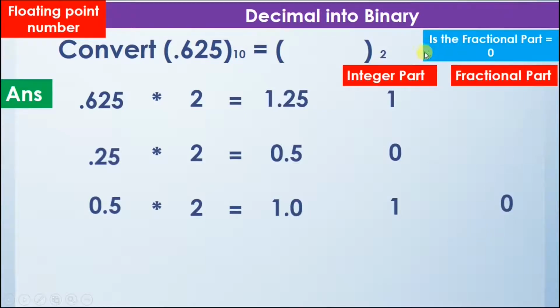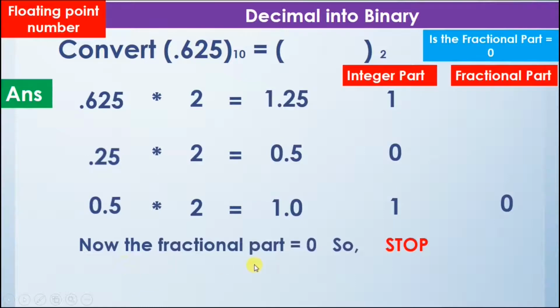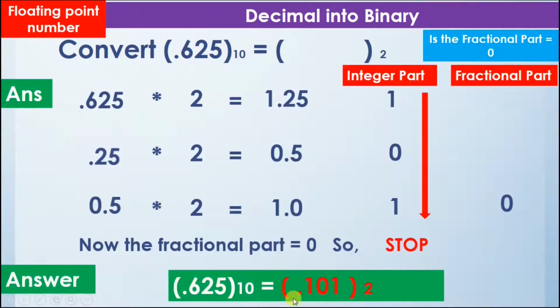So again we will check if the fractional part is equal to 0. Yes, the fractional part is equal to 0. So now when the fractional part is equal to 0, we will stop the procedure and we will calculate the answer by going from top to bottom of the integer part. Understand? So in this way we will do it. And we can say that the answer is 0.101. We are going from top to bottom and we are calculating the answer 0.101.